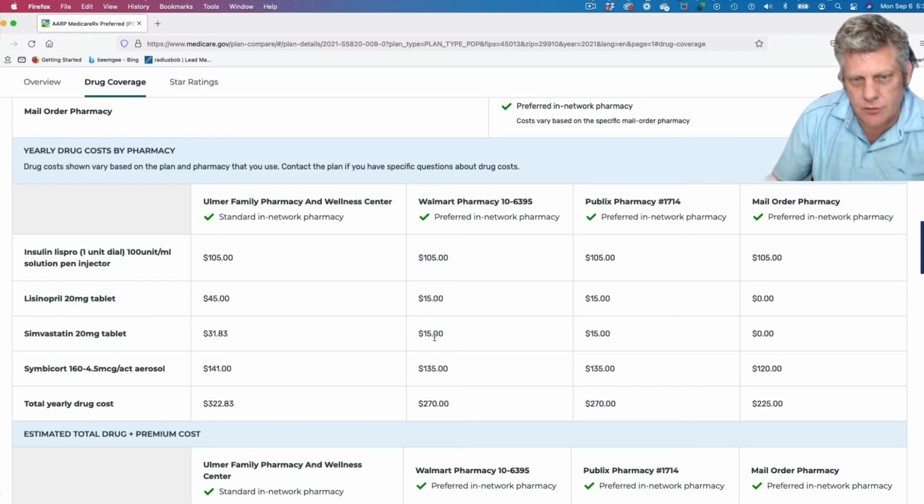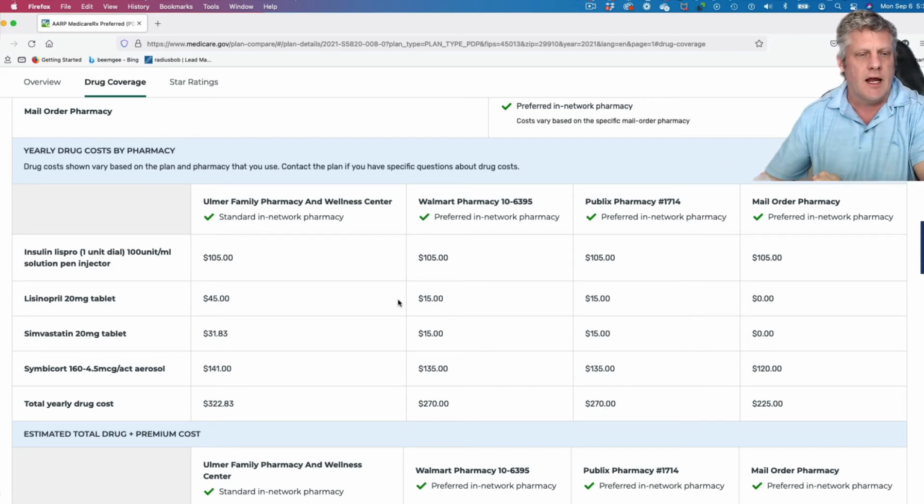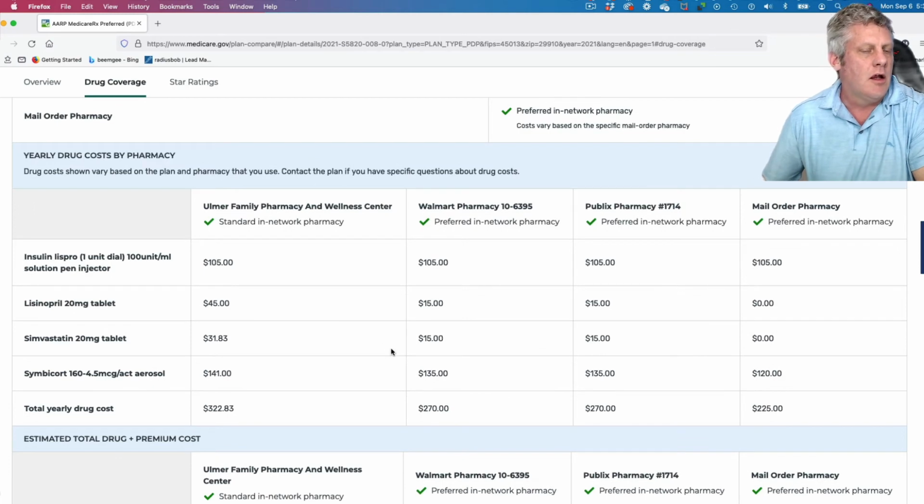Okay, guys, let's wrap this up. So what do we do? We punch the drugs into the medicare.gov plan finder. We look at the premium plus the drug costs. We find out which company has the lowest costs. So in summary, insulin, tier 3. Tier 3 is a $45 copay per month.